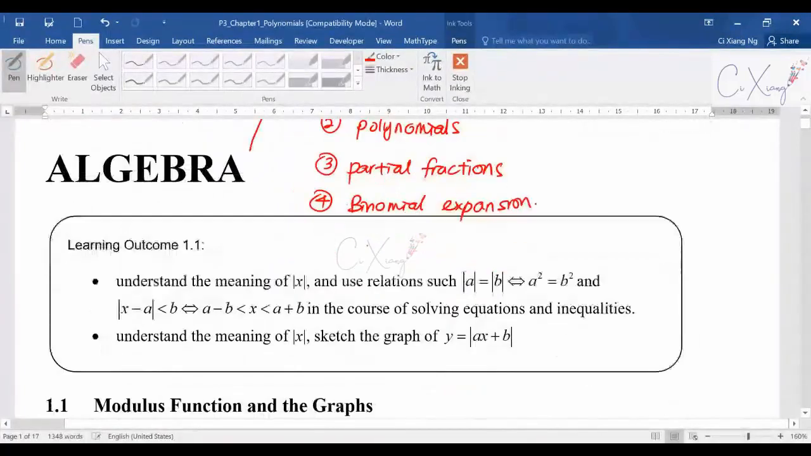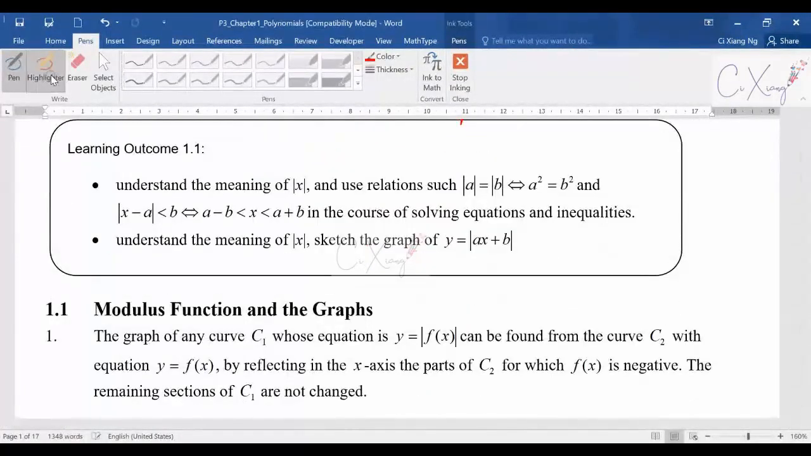For this subtopic, the modulus function, what is the learning outcome? You need to know the basic concept or meaning of modulus x. And also, you need to know that when we have a squared equals b squared and you take the square root of both sides, it should be written as modulus a equals modulus b.